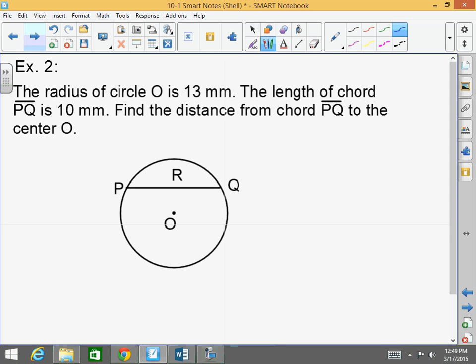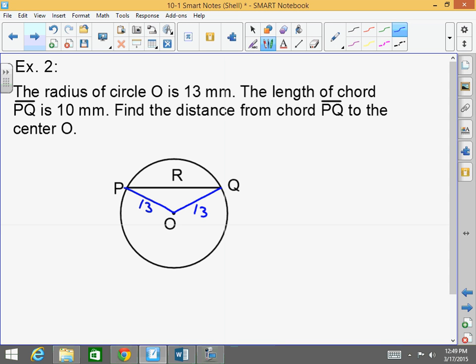We know for sure that the radius is 13, correct? You with me here, gentlemen? So that's 13. These two are both congruent because all radii are congruent, correct?